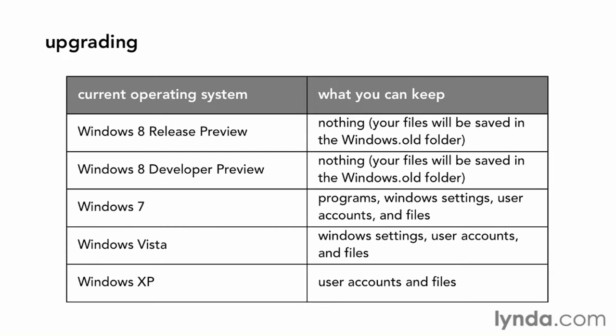First of all, if you install the Windows 8 release preview and you've been working with Windows 8 for a while now, what you get to keep when you upgrade to the full-blown version of Windows 8 is pretty much nothing. Your files will be saved in a folder called windows.old. And it's the exact same thing if you already have Windows 8 Developer Preview installed. When you go to upgrade, look for the windows.old folder for your old files.